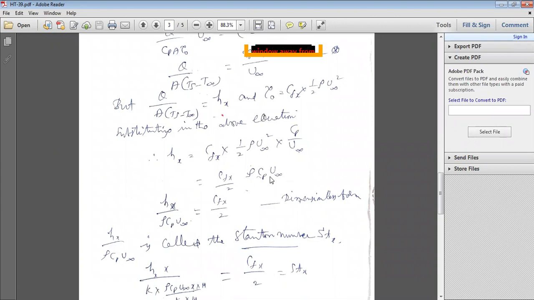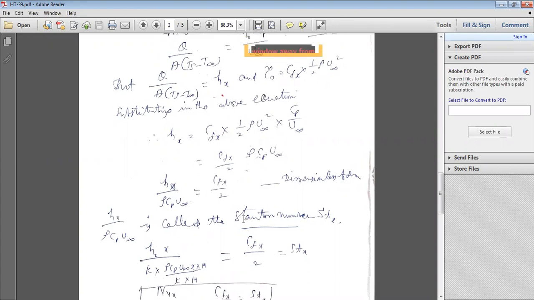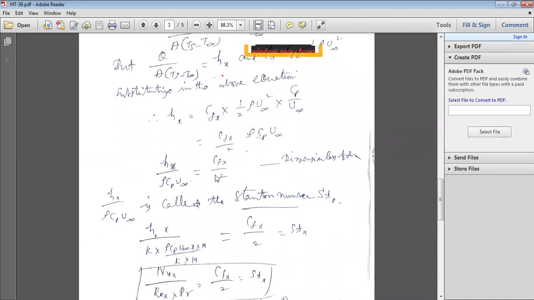Again, I am taking this rho into Cp into U free stream to the left hand side. Hx by rho into Cp into U free stream is equal to Cfx by 2. So this is in dimensionless form, and this is a dimensionless coefficient. This is also dimensionless.